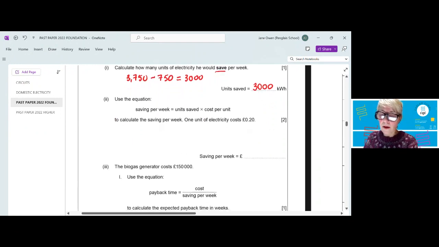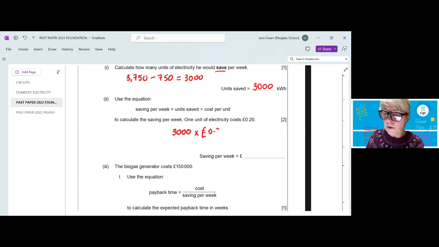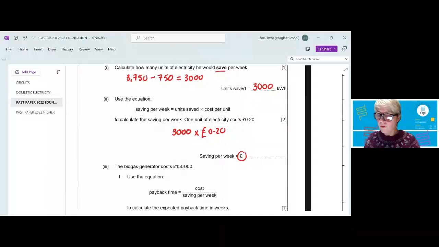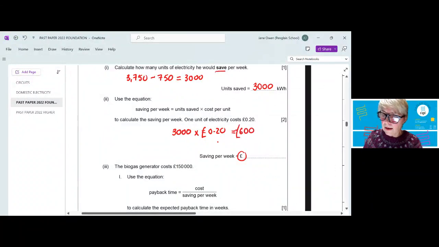Now they've given you the equation that we had. Saving per week is the units saved times by the cost per unit of electricity. So if we take the units saved, that's 3,000, and times it by the cost. Now notice this is in pounds, 0.20, and they want the answer in pounds. So we don't have to convert it into pence or anything like that. We'll just do the calculation as it is. Okay, show your working, and then you can write what the answer is. So I've got here £600, and I can keep the pounds there and just transfer it to the line.